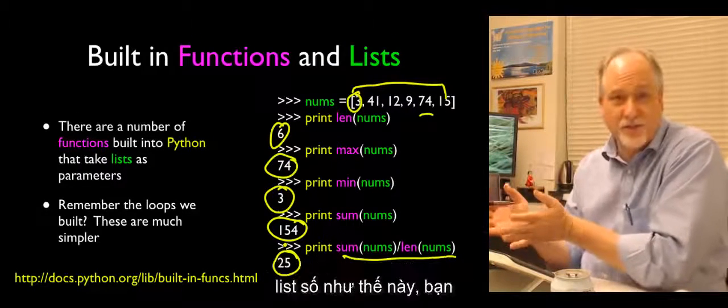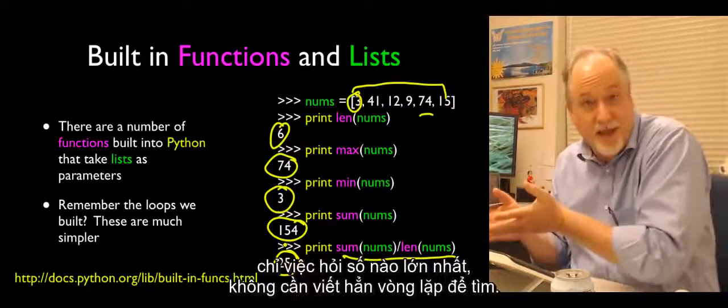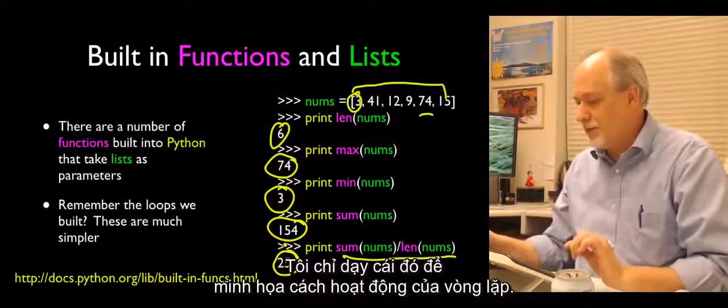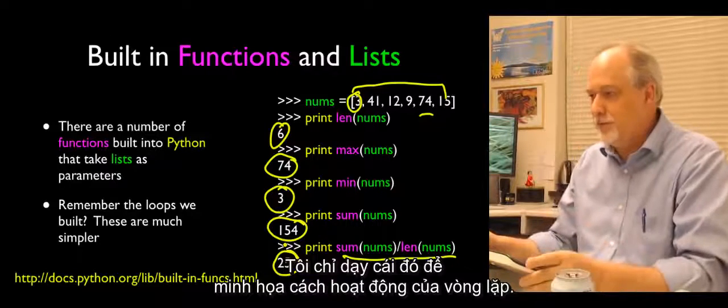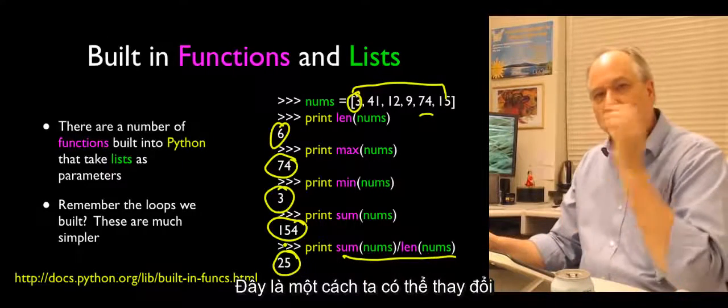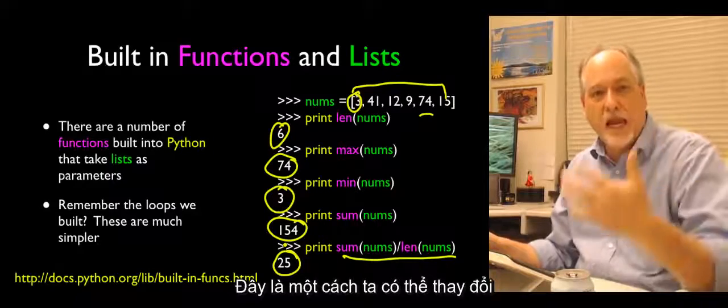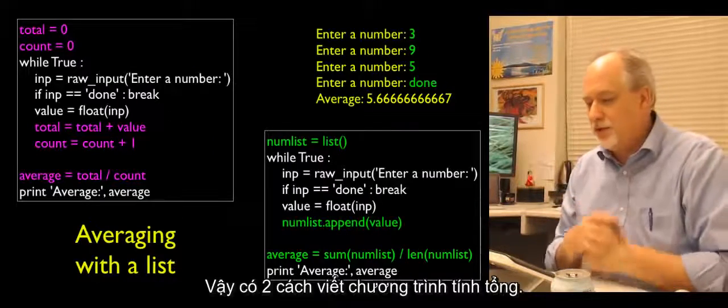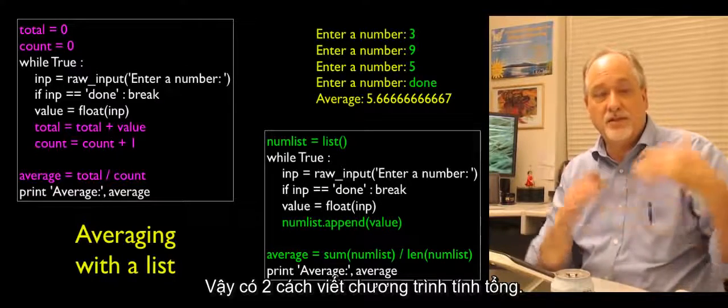And if you had a list of numbers like this, you would simply say, what's the max? You wouldn't write a max loop. I just did that to kind of demonstrate how loops work. So here is a way that you can sort of change those kind of programs that we wrote. So there's two ways to write a summing program.